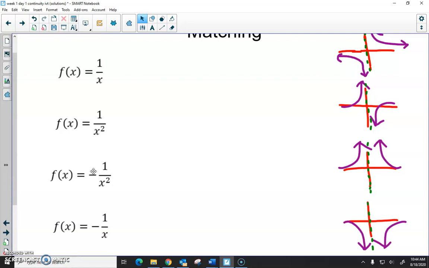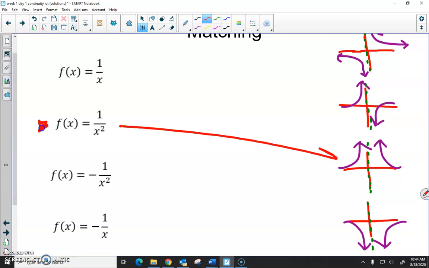If we consider f of x equals 1 over x squared, if I plug in any value for x, whether that value is positive or negative, we've already said it can't be 0, but any positive or negative number is going to give me a denominator that's positive. So a positive x is going to result in a positive y. A negative x is also going to result in a positive y. And so it turns out that this matches with this graph right here, because the y values are always positive.